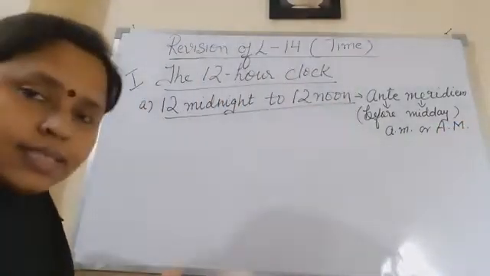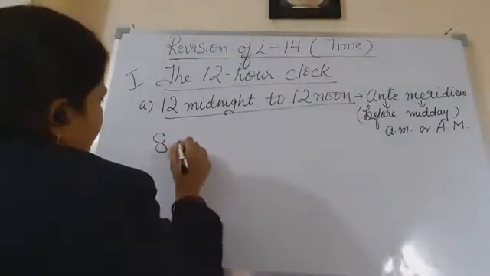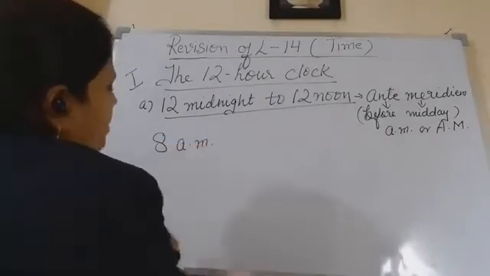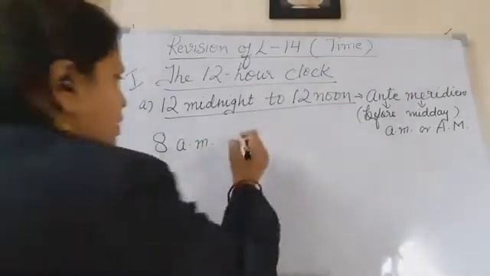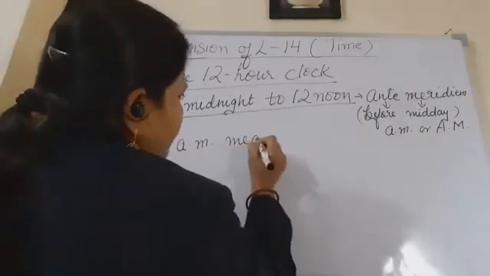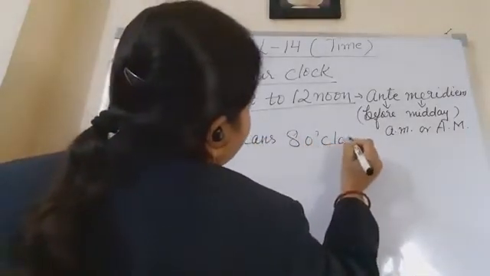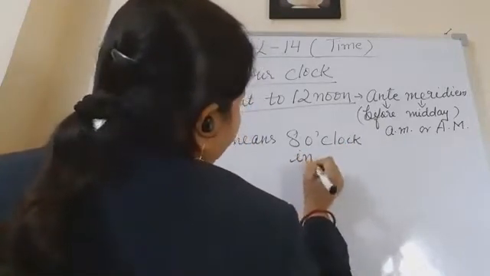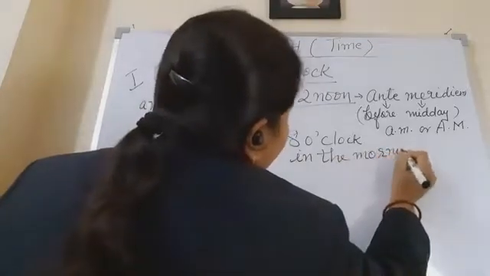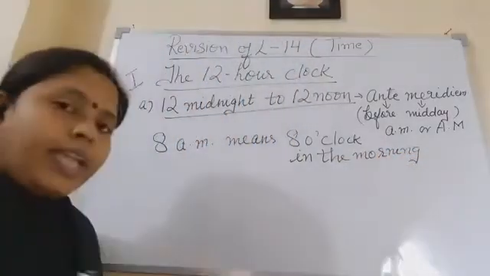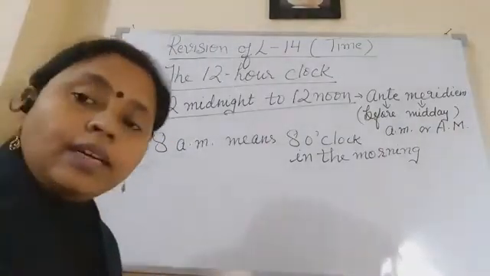So now let us take one example. If I say 8 a.m., right? So what does this time mean? 8 a.m. means 8 o'clock in the morning, right? Why? Because this is the time before midday, so this is 8 o'clock in the morning.